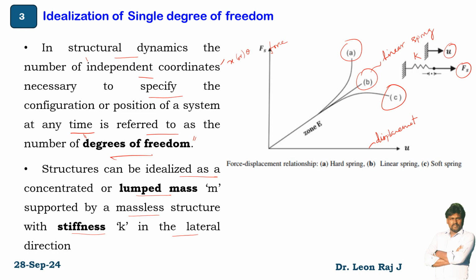Spring A is known as a hard spring and C is known as a soft spring. So why is it called a hard spring and a soft spring? For a constant force F0, the displacement of spring C is U2 and the displacement of spring A is U1. For a constant force, the deflection in spring A is smaller than in spring C. So that is why spring A is called a hard spring and spring C is known as a soft spring.